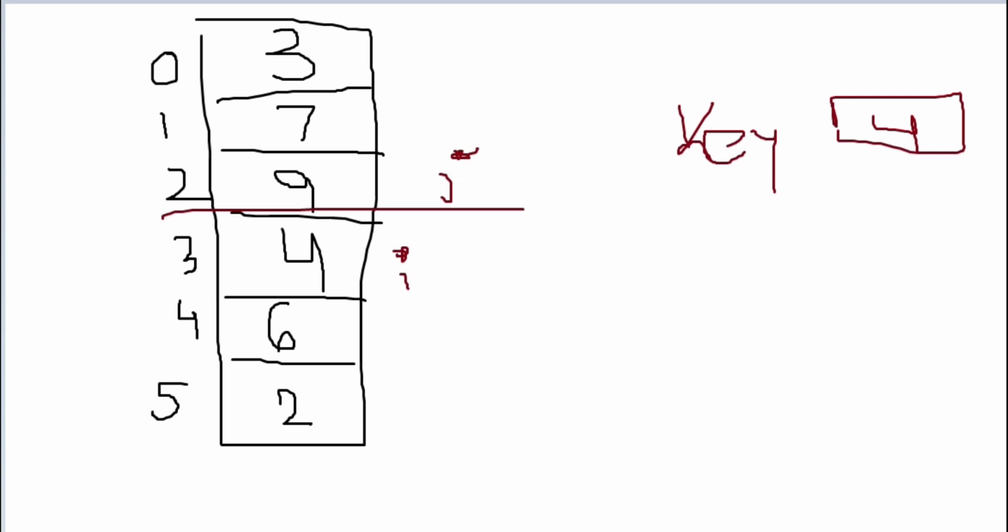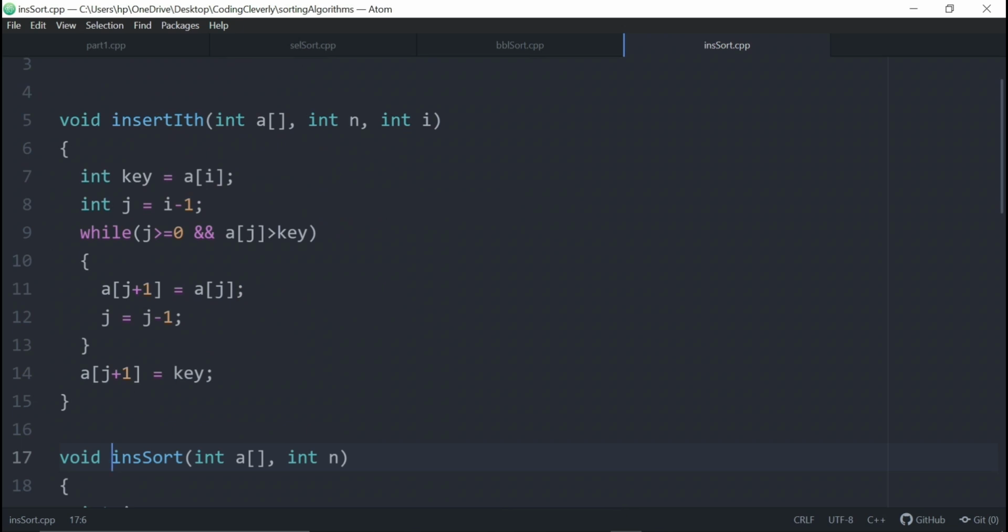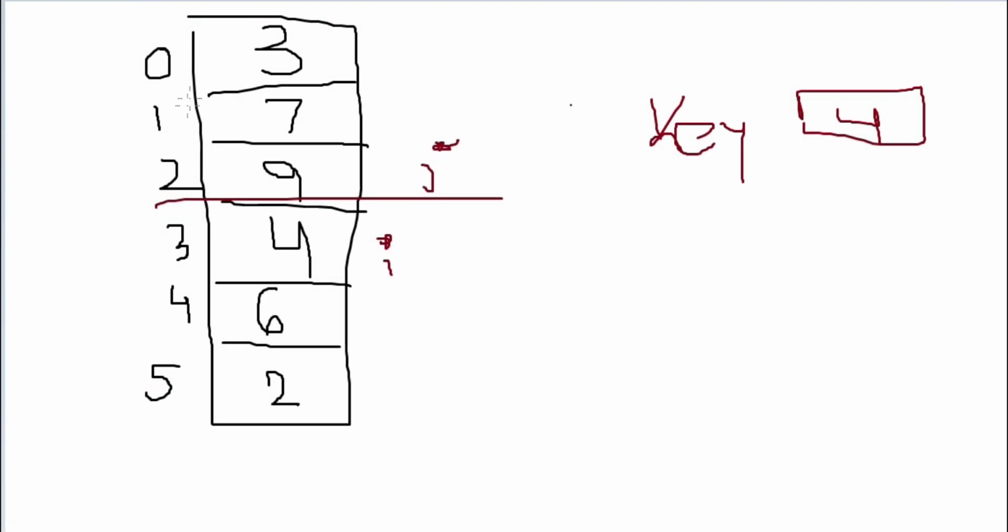Actually, if I go back over here, you could see that J is greater than or equal to 0. It's perfect. And then a sub J is greater than key. Now if I talk about a sub J, it is basically this 9 right now, and we have a key which is 4, so a sub J is greater. So we're still working. The thing is gonna still work.